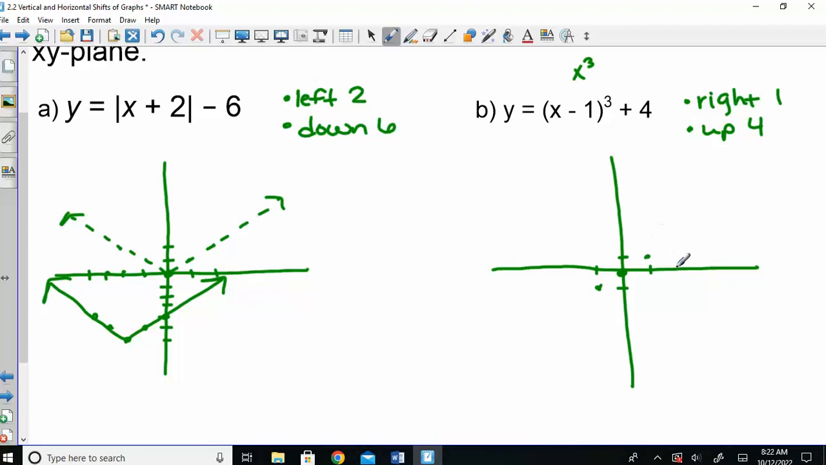If you know what it looks like, that's enough. If you don't, do more points. 2 cubed is 8. Always refer to the dashes. Negative 2 cubed is negative 8. There's our starting point. And then we take each one right and up.